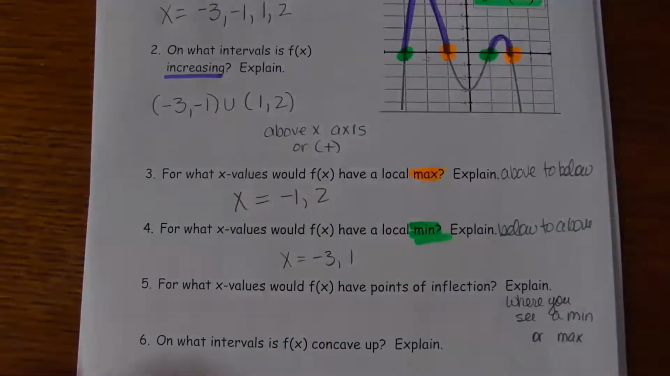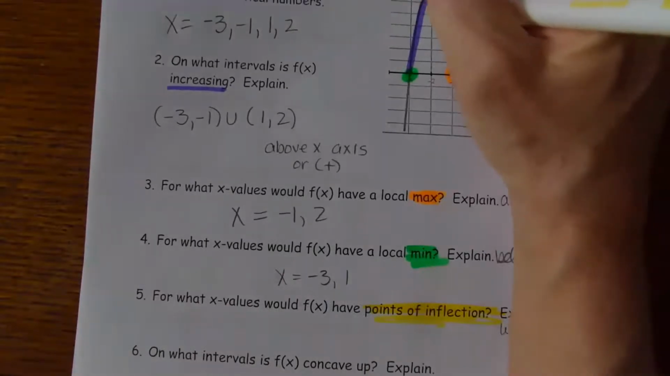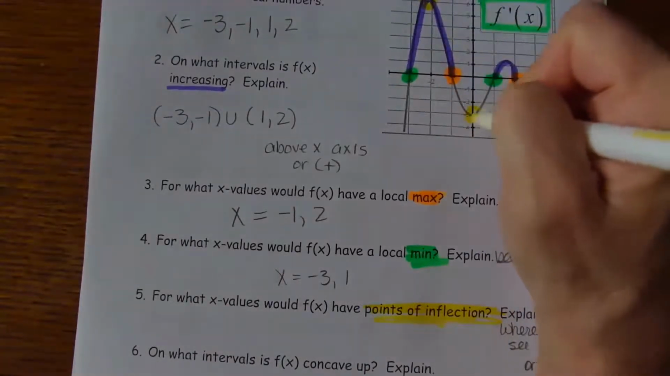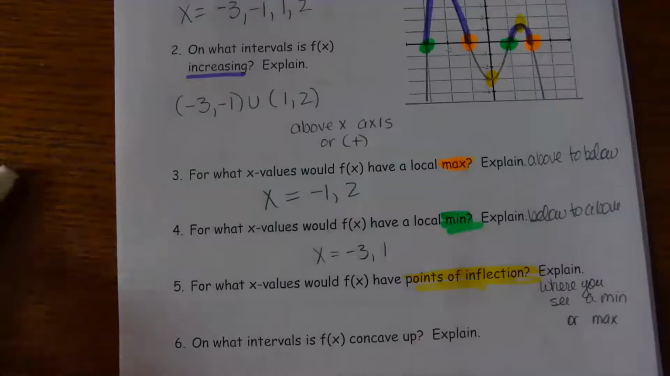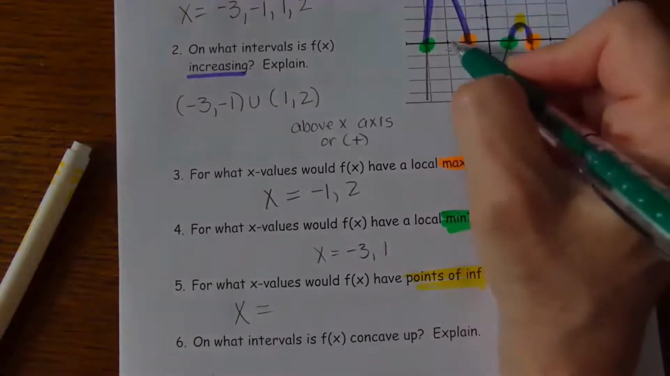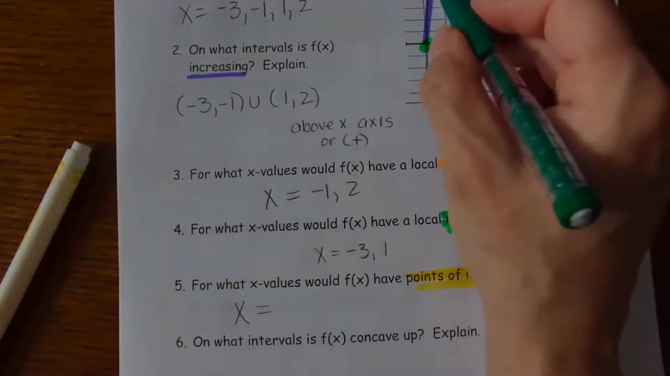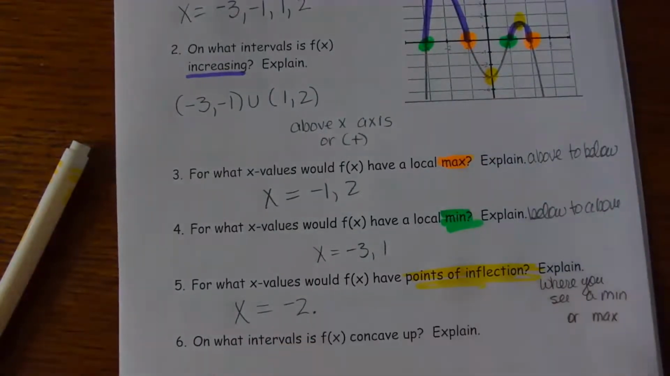Let me find another color here. Did I use orange or yellow? Okay, so where I see a min or a max. So where is that? Right here, right here, right here, right? So what would you call those? X equals what? What would you call this one? That's -2, that's -3, and that looks, so what do you want to call that? You're going to have to estimate. -2 point what? See how it's off? 2.2? 2.3? What do you think it is?